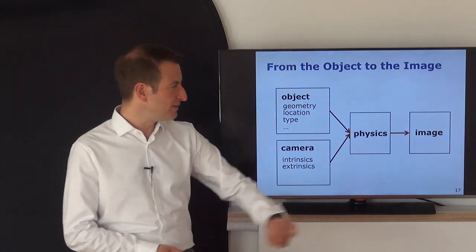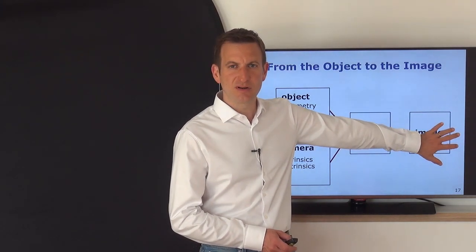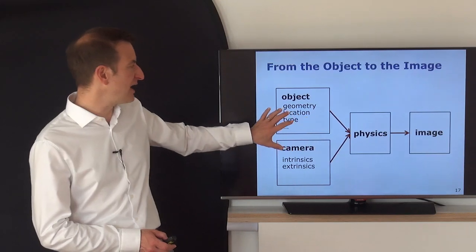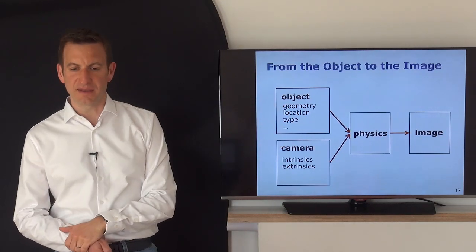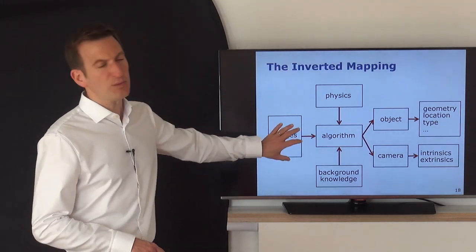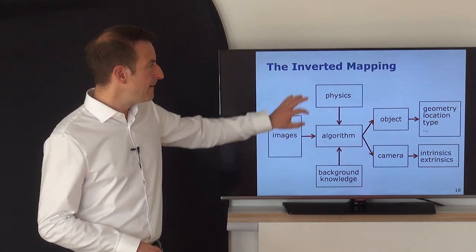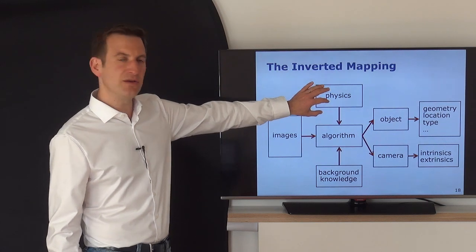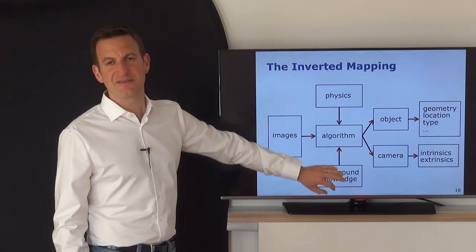Okay, in photogrammetry we typically have that image and want to actually do the inverted process. We want to estimate something about the object or about the camera. So we have that inverted mapping in photogrammetry. That means we start with images or an image. Of course, we still know physics exists and we know things about physics, and we have certain background knowledge.